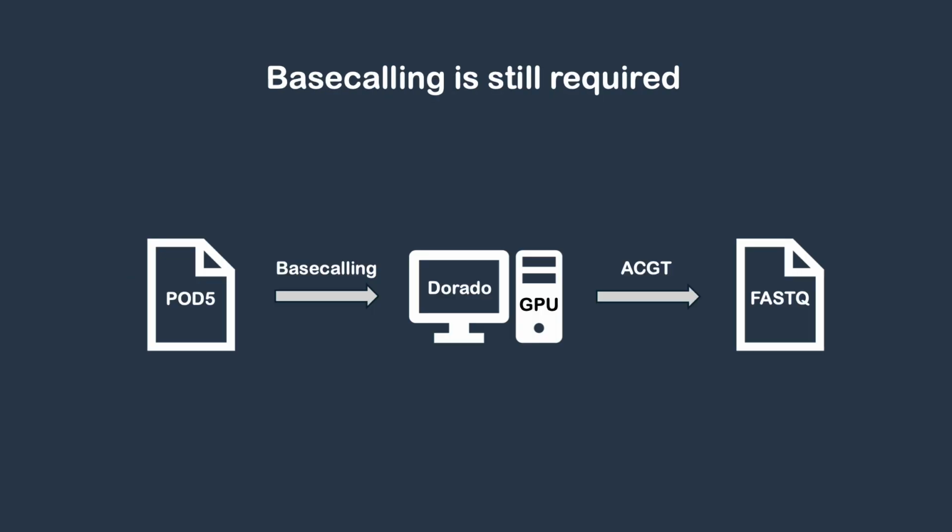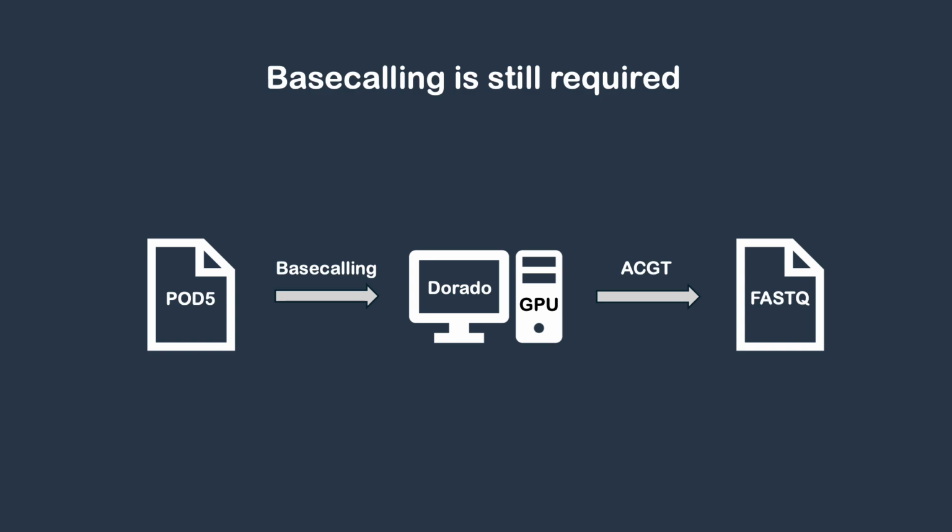The second property is that base calling is still required. We have to remember, the POD5 files just hold the electrical signal data. We still need to convert these electrical signals to a nucleotide sequence that we can analyze. This process is called base calling, and we do this by using a software program called Dorado, which uses a machine learning algorithm to convert the electrical signals into a nucleotide sequence and writes this to a FASTQ file.